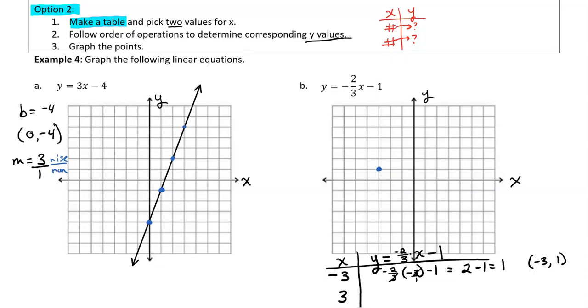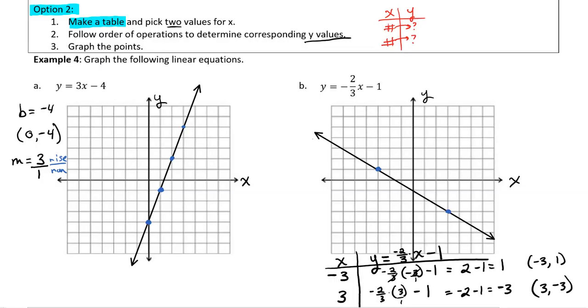Let's do the same thing for the positive 3. So negative 2/3 times a positive 3. Write that as 3 over 1. Even if you multiply straight across, you would get negative 6 divided by 3. Well, that's a negative 2. Still has that minus 1. Minus 1. And negative 2 minus 1 is a negative 3. So now my second ordered pair I can use to graph the line is 3, comma, negative 3.